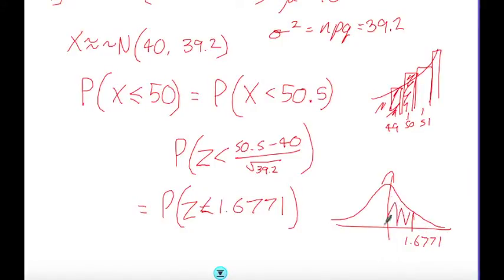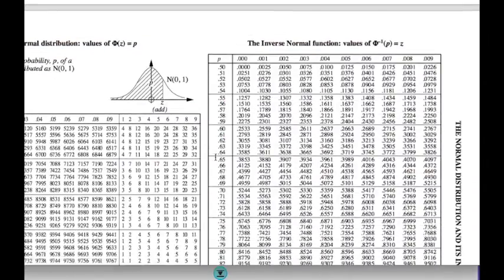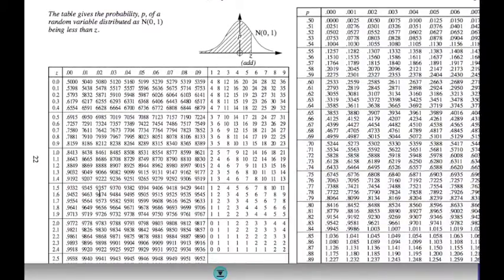So we're looking for this area, and that is what the table tells us. So the table will tell us the area below. So let's look for 1.6771. Right, so correlation, here we go. So we've got 1.67.